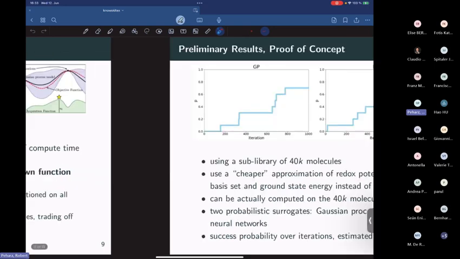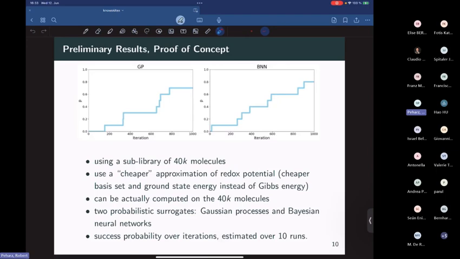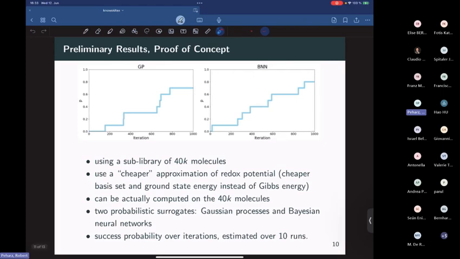Here are some preliminary results. Like I said, in total we would have 500,000 molecules. So far, we take a subset of 40K molecules. We have this nice DFT which computes our redox potential. We are replacing this now with a way cheaper approximation, taking a cheaper basis set of the DFT and computing the ground state instead of the Gibbs free energy, which is a factor 10 to 100 times faster. We do this for the 40K in order to have a ground truth, so here we can actually get the exact maximum.